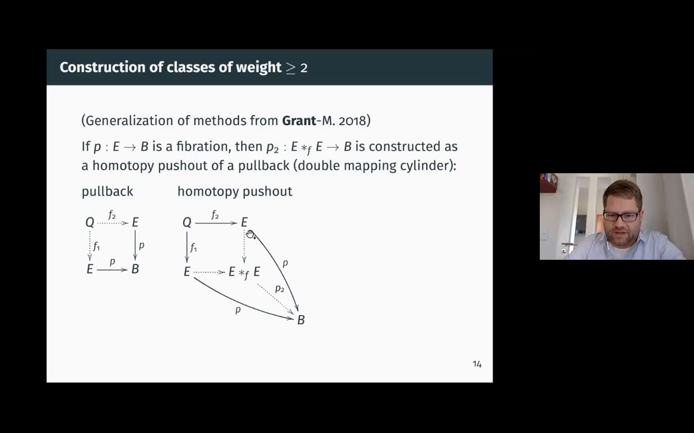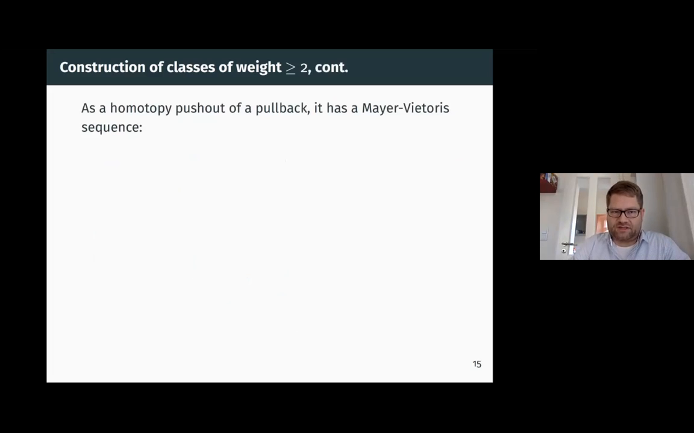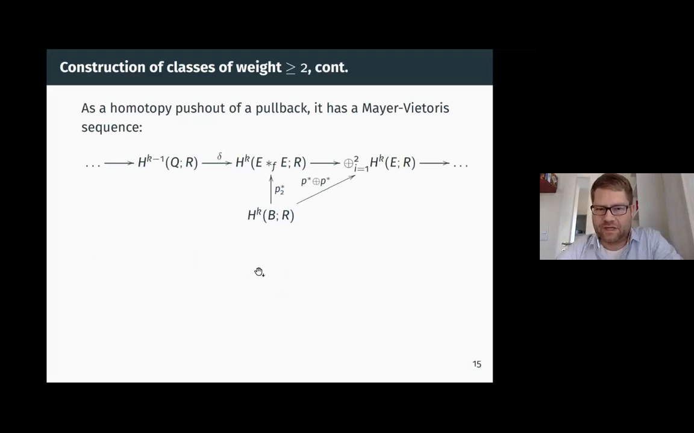And not only that, if we take the map that's then induced between this new fiber-wise join and the base space, if we have put in the maps P, this induced map is then the fibration P2 that was defined before. So this is the way we obtain this. And this is good news, because as a homotopy push out of a pullback, there's a general construction that this thing always has a Mayer-Vietoris sequence. So we get a nice cohomology sequence looking like this.